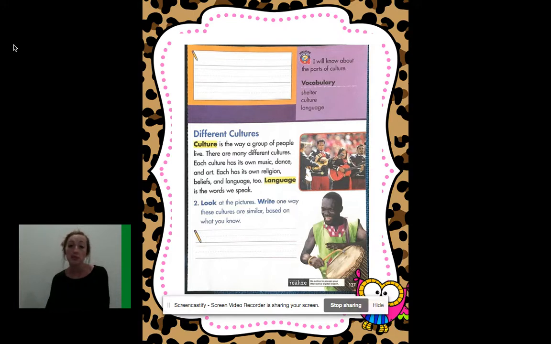Number 2 says, look at the pictures and write one way these cultures are similar. So the word similar means the same. So you're going to write on the lines below, how are these cultures the same? What are they both doing? And then it says based on what you already know by the picture. So you're going to use your picture clues. That's what good readers do. Use your picture clues to help you figure out the similarities between these two kinds of people.